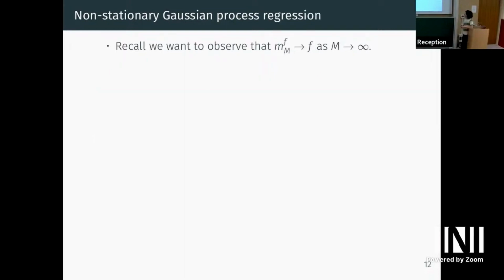So we're actually going to look now at what convergence rates we can get. Do they actually converge? If we use these as the prior distribution of the kernel in the Gaussian process, does it actually converge in the end? Recall that we want to observe that the predictive mean in the Gaussian process tends to f as the number of known data points goes to infinity.